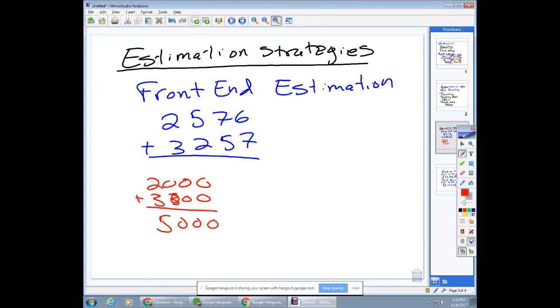Okay. So front-end estimation involves truncating. You don't worry about rounding. You just look at whatever digits are in a position that you're interested in and use those.